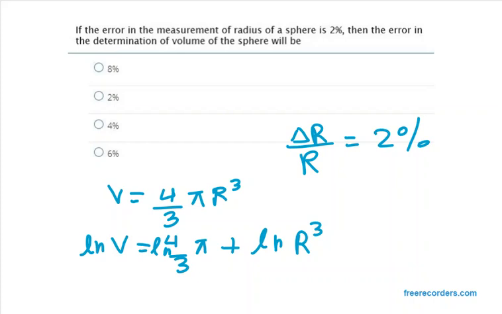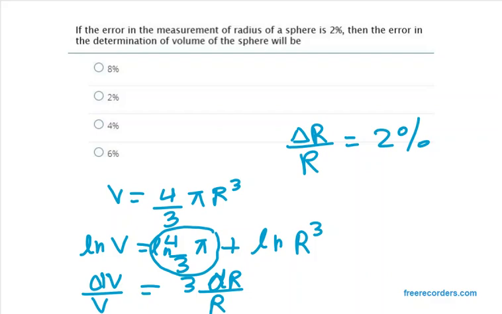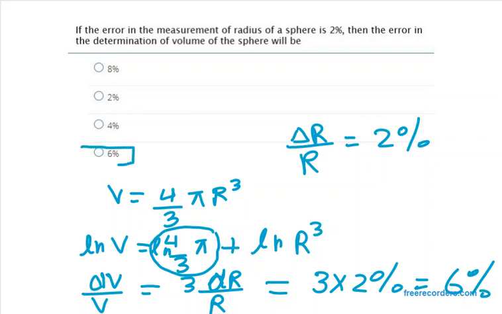Now I would be differentiating both sides. So it will be del v over v, and as you can see we have constant terms here, so this will be neglected or taken as 0, and r cube is in the last term, so it will be 3 del r over r. So in this equation, as you can see, we are given del r over r, so it will be 3 times 2%, this will be 6%. So the correct answer to this question is 6%.